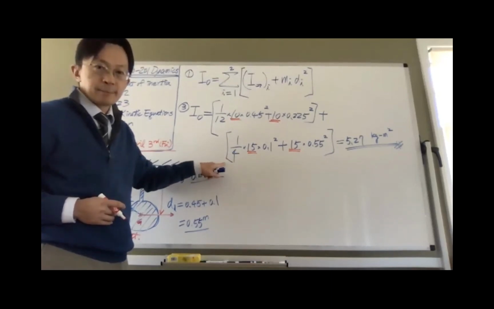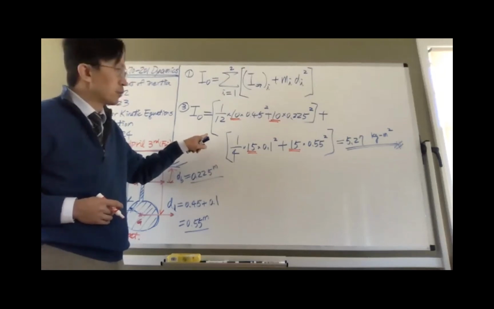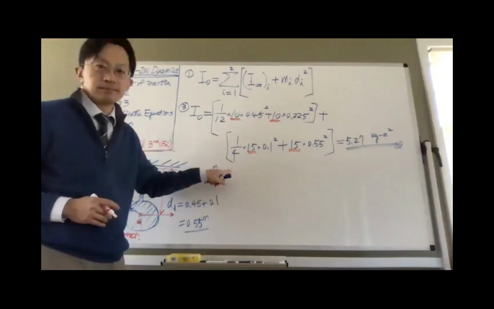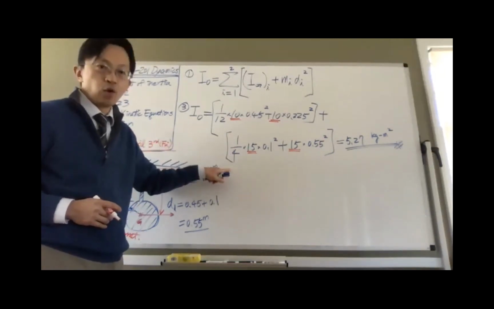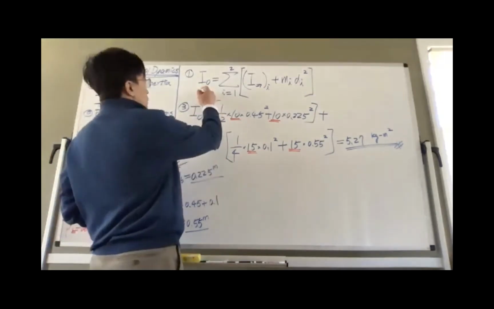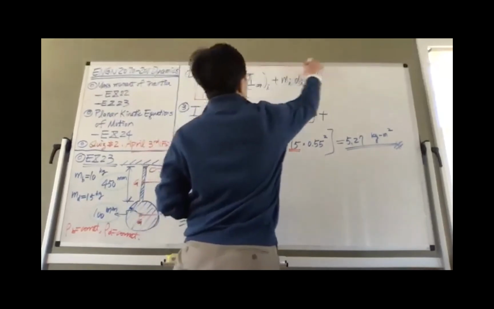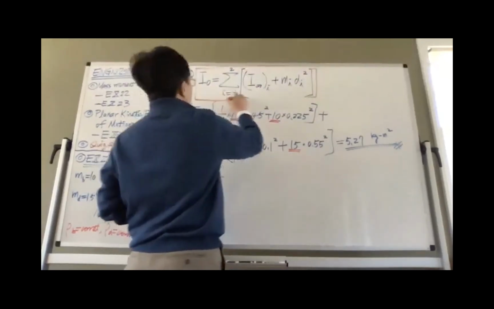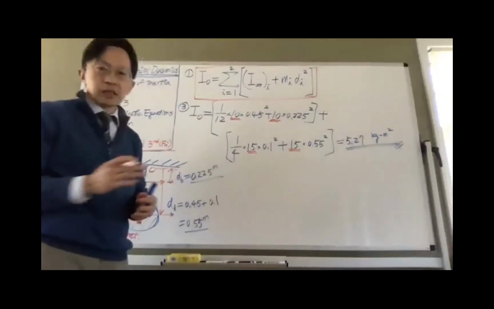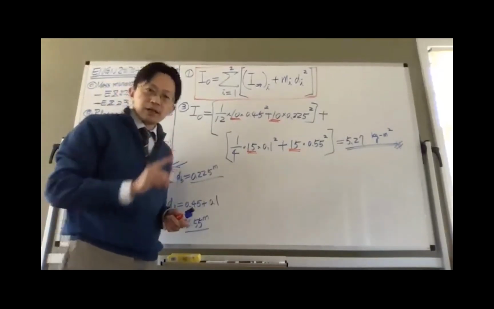And the same thing applies to the disk. All right. As you can see, in this example, the calculation is not difficult, right? All we have to do is use the parallel axis theorem, and you can calculate the mass moment of inertia of any complicated objects.